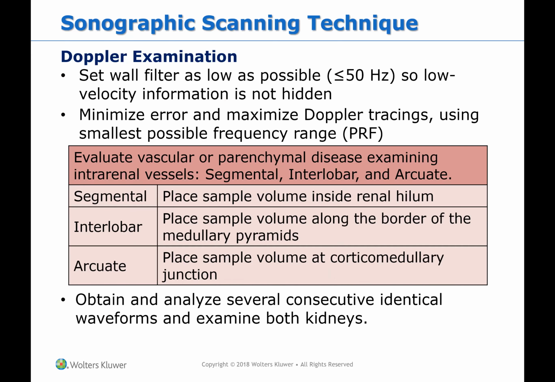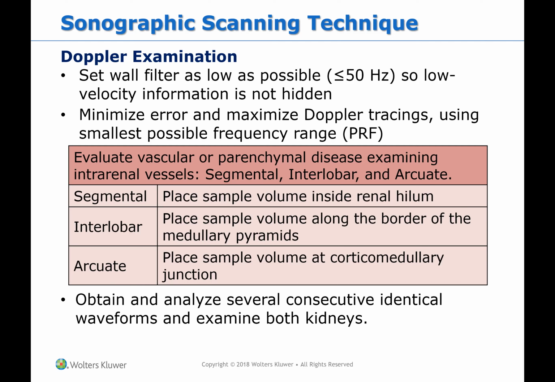So let's say you're doing a renal artery Doppler exam for unexplained hypertension. You're going to set the wall filter as low as possible. So you're going to get low velocities that way. Minimize error and maximize Doppler tracings using small PRF.